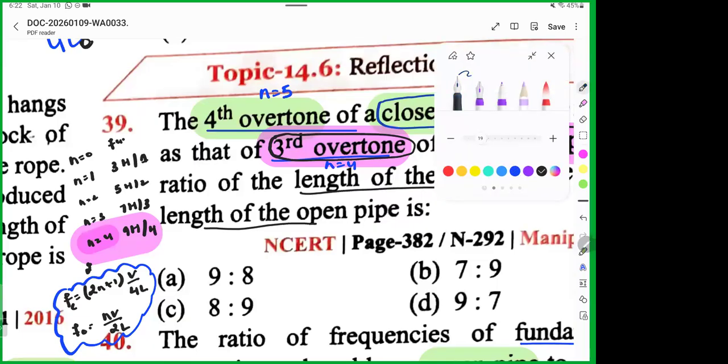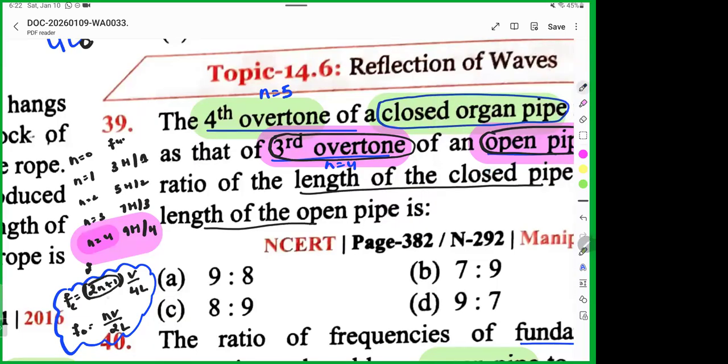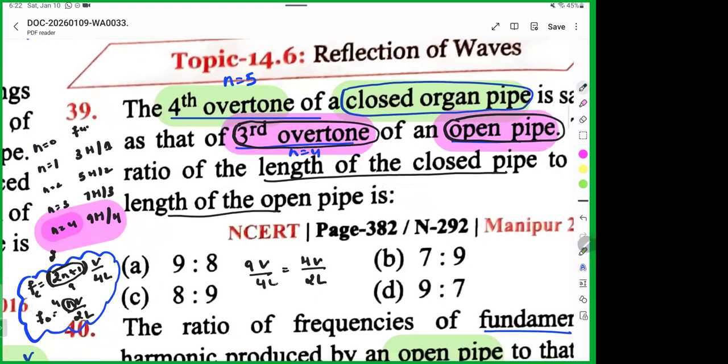In case of fourth overtone, this value will be 9. In case of third overtone, this n value will be 4. Put the values: 9v by 4L should be equal to 4v by 2L. And you have to calculate the closed organ pipe to open organ pipe ratio. V cancels. LC by LO will be equal to 2 times 9 by 8... correct. So it will be 9 by 8.